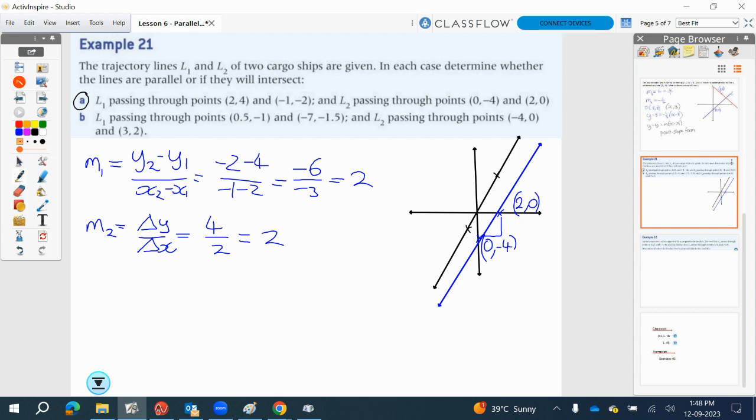So take care of this last piece. With this type of question, you need to determine whether they are parallel or whether they will intersect. So if they're not parallel, they'll intersect.